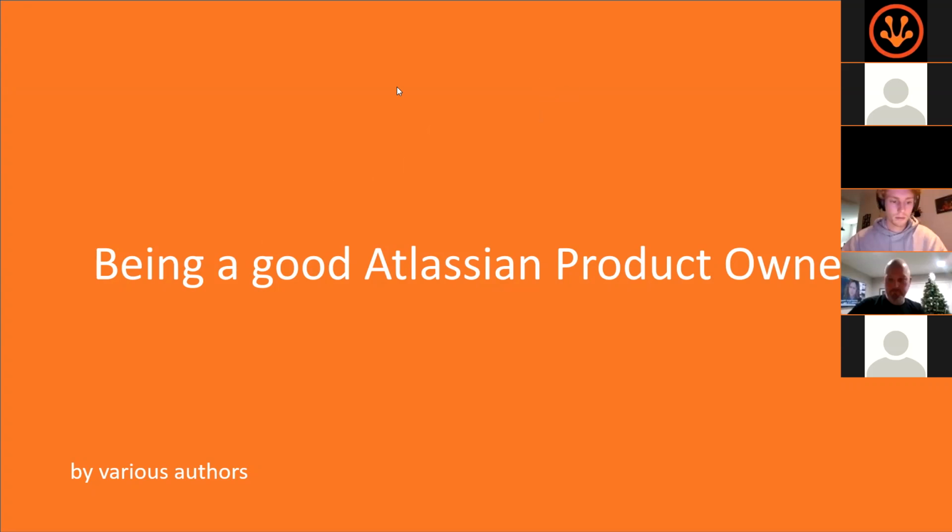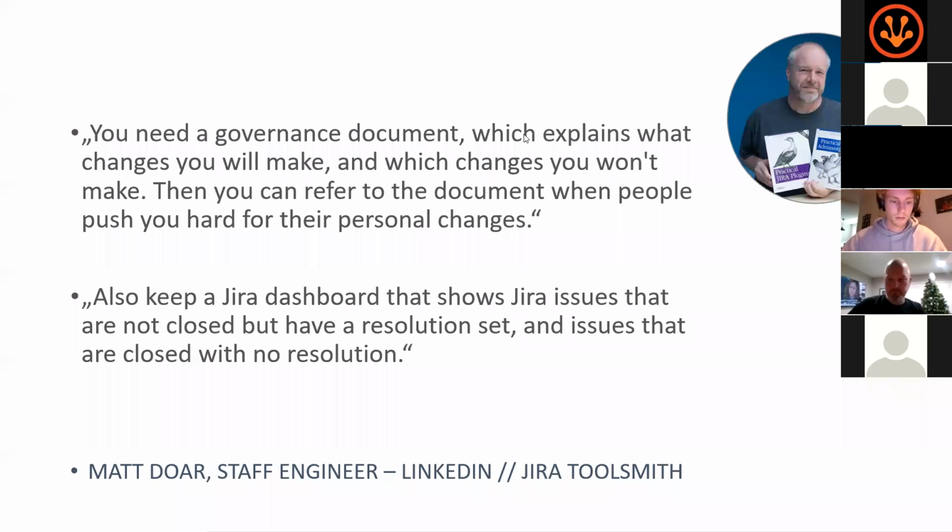The next topic is called being a good Atlassian product owner, where I've asked several, I would say, Atlassian celebrities or famous administrators and trainers about what it really means to be a good Atlassian product owner. So the first of these was Matt Dorr, the author of the Practical Jira Administration and Practical Jira Plugins books, and he mentioned that you need a governance document that you can show to your users to set the right expectations.